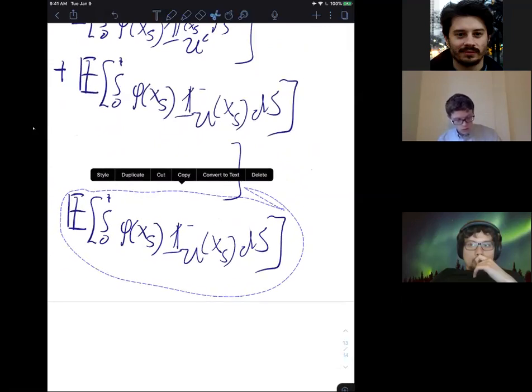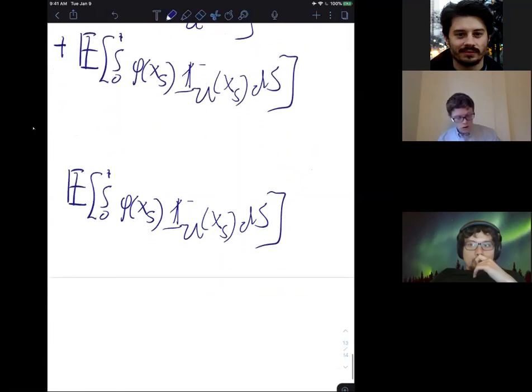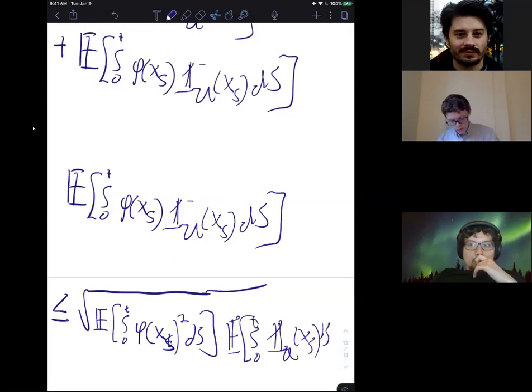Oops, we have some stuff that we don't want. So this is less than or equal to, just by Cauchy-Schwarz, epsilon of the integral from 0 to t of phi of x_t squared of x_s squared ds times E of the integral from 0 to t of 1_U of x_s ds.